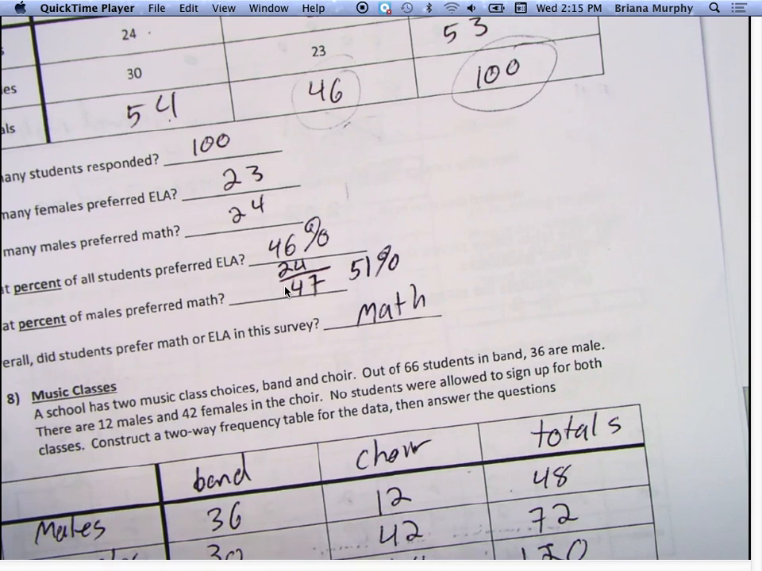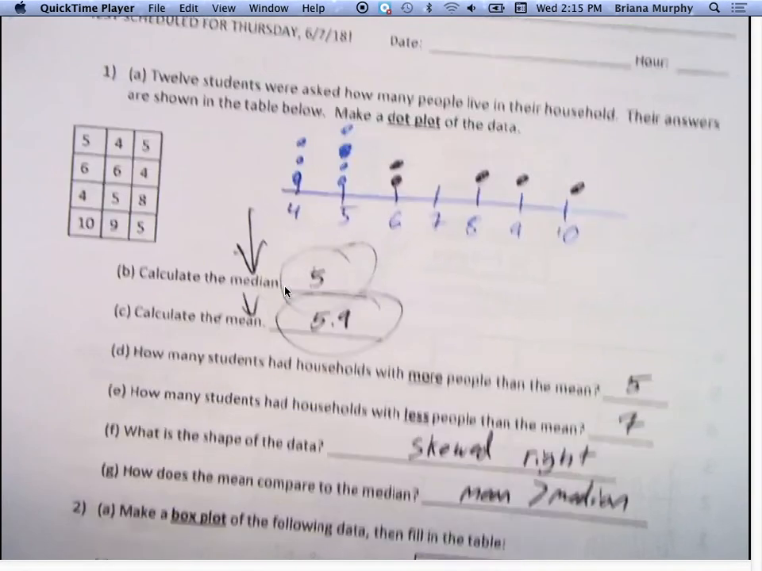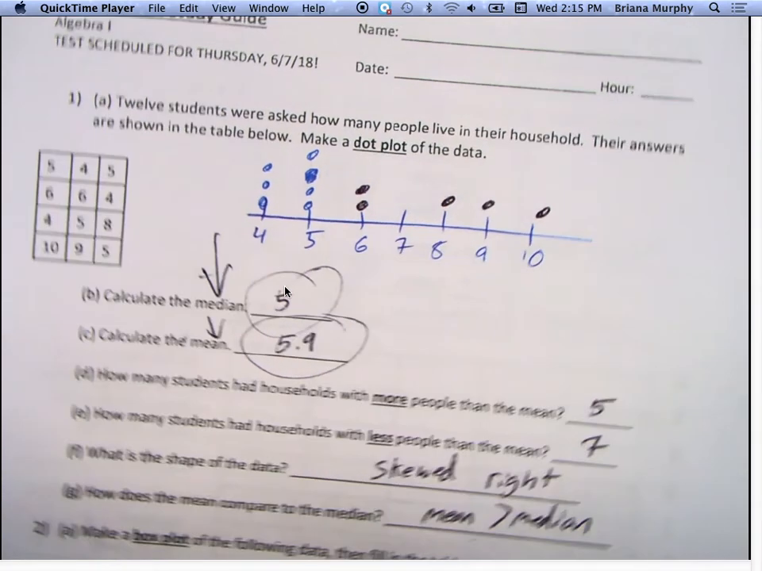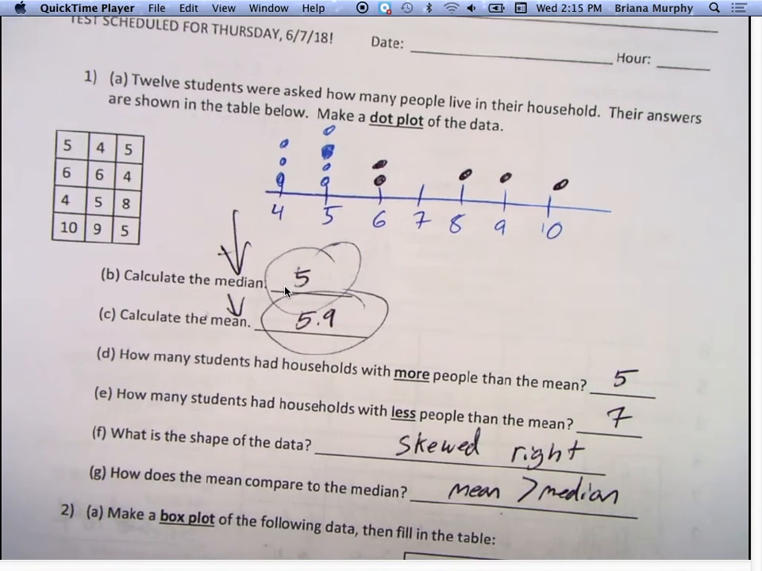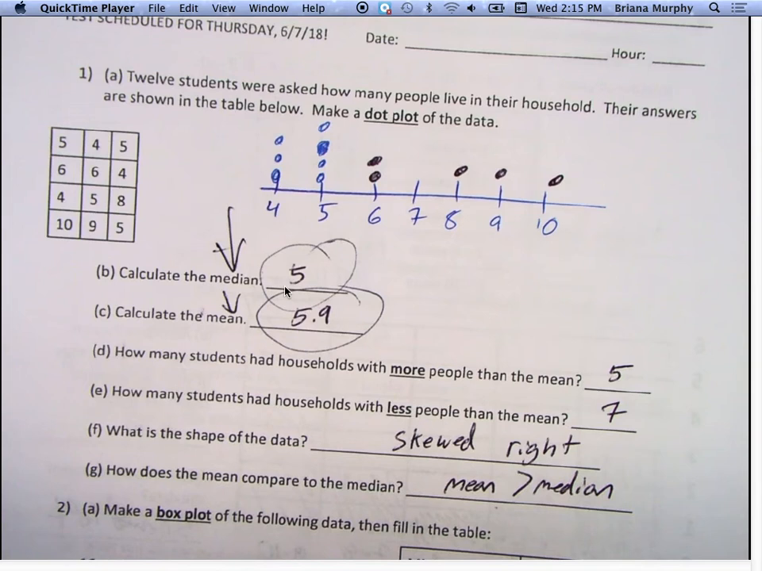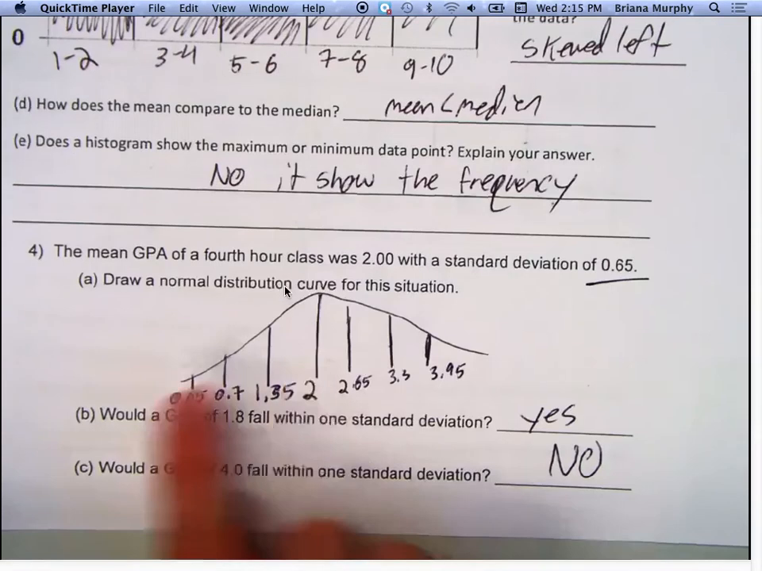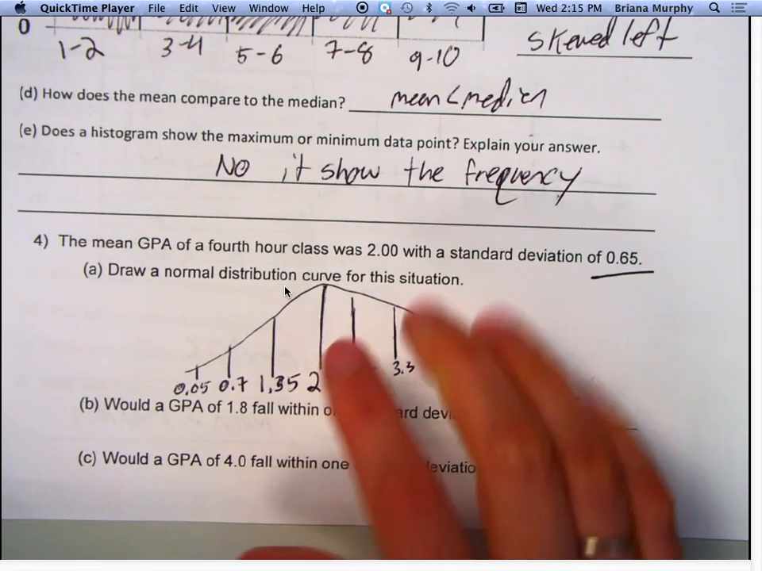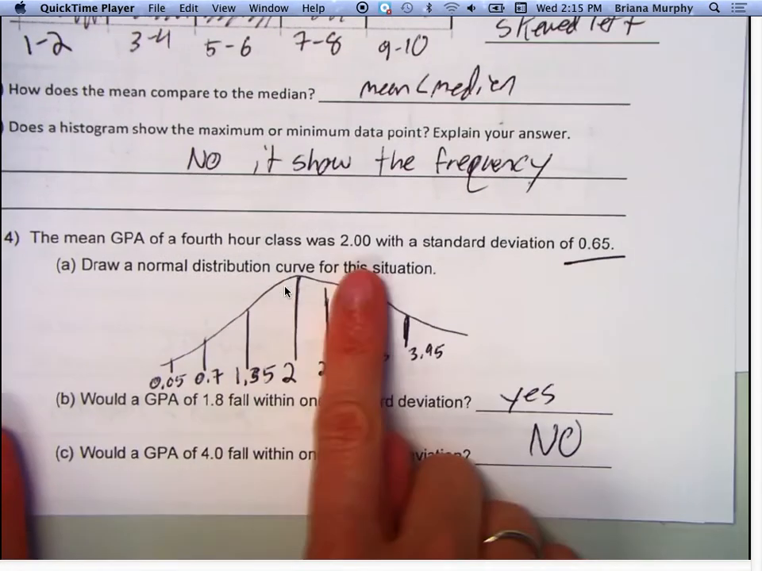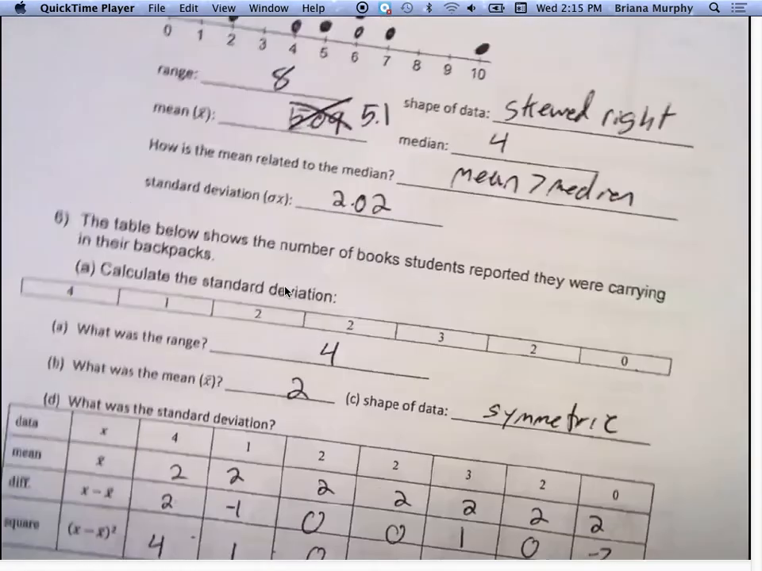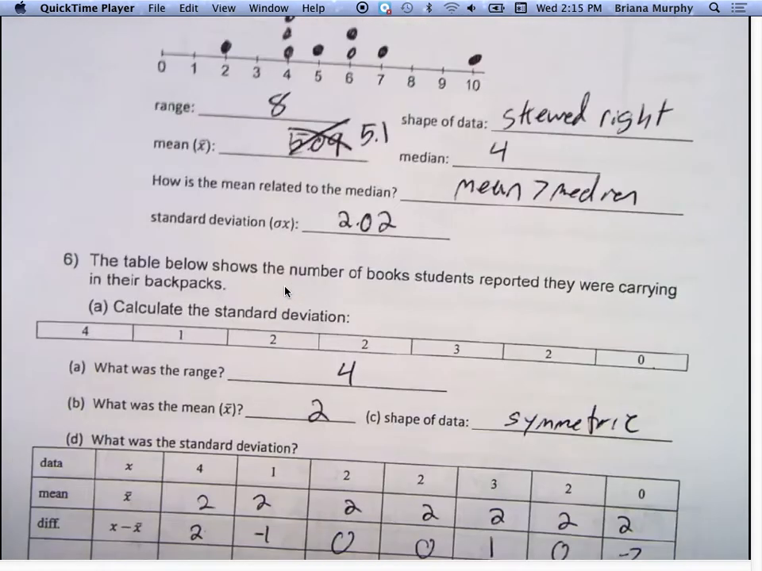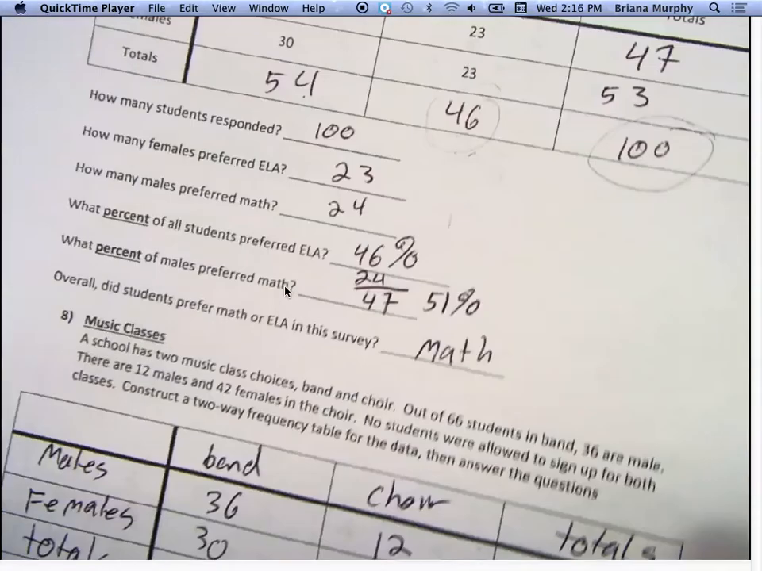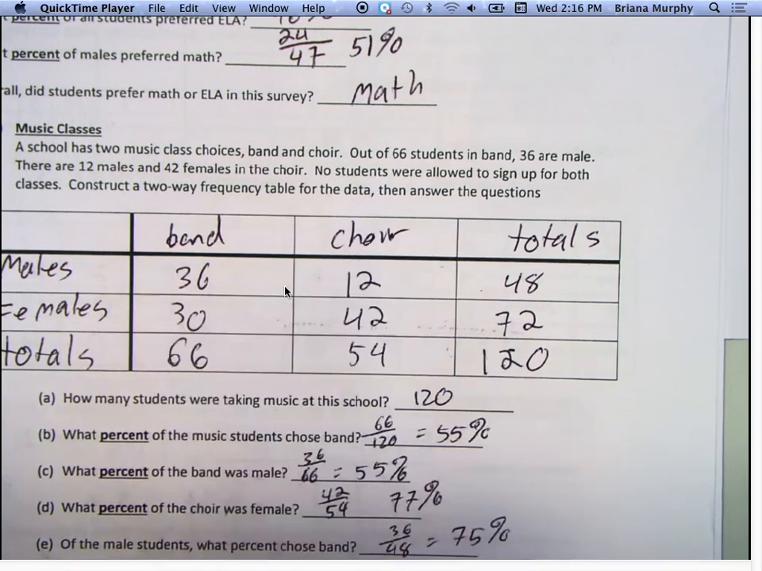You're good? Okay, so let's think about what we have here. We can make a dot plot, a histogram, and a box plot. And we can find the mean, median, and whether it's symmetric or skewed, for all of them. We can make a normal distribution. This was the most common question I got when people came in for help. You should be able to do that normal distribution when you have the mean and standard deviation. We were able to find the standard deviation in the calculator or by hand. And we were able to fill out frequency tables and answer questions on the frequency tables.